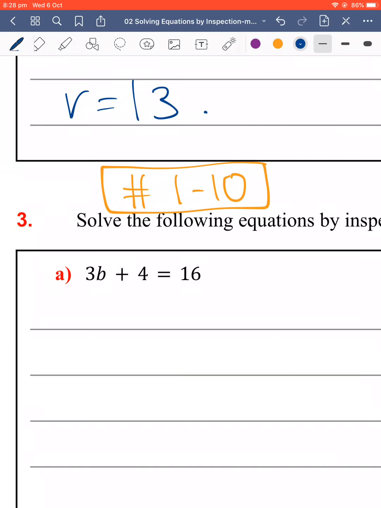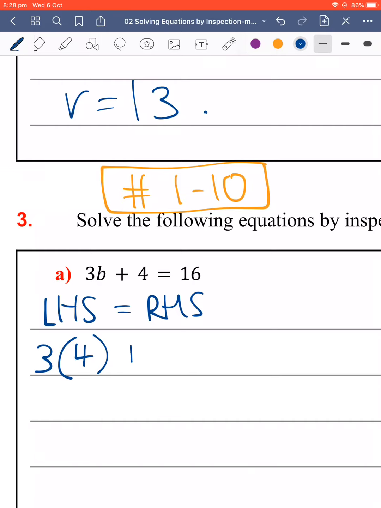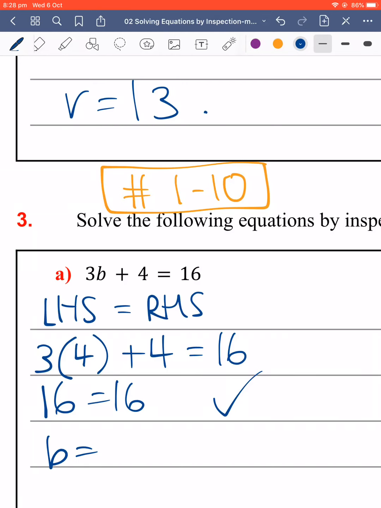We've got our left-hand side equaling our right-hand side. And that's exactly what we want to do every single time. So let's try to substitute in. We said 4 plus 4 equals 16, so 16 equals 16. Beautiful. So our value for B that we've used is actually 4.